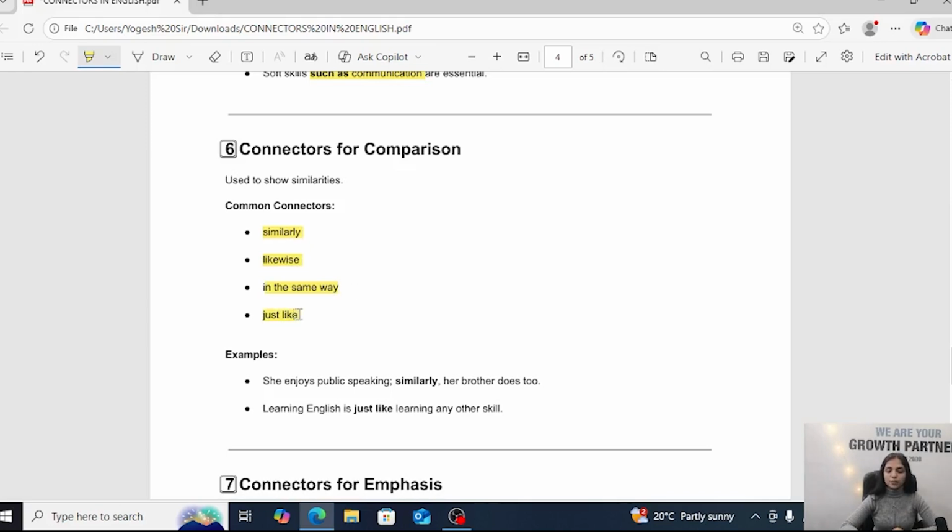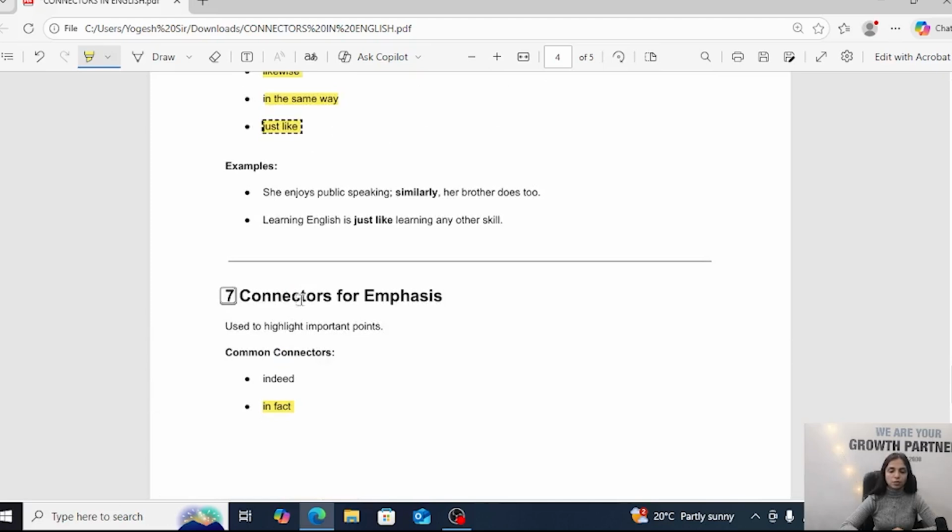Now let us see a few examples for the same case. She enjoys public speaking. Similarly, her brother does too. So we are comparing the sister and the brother in this situation. By saying similarly, we are keeping them at the same stage. Next is learning English is just like learning any other skill. So when we are talking about just like, we are comparing that learning English is like any other skill. The two skills are compared by using just like. And again, we are mentioning that these both stand at the same stage.